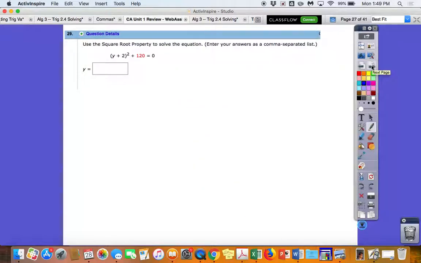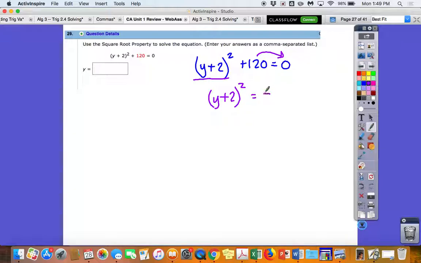Okay, then again it says use the square root property. So I've got y plus 2 quantity squared plus 120 equals 0. Well, to do the square root property, you have to get the squared part alone. So I'm going to keep that on the left, and I'm going to move the 120 to the other side. So it will become negative 120. So there's nothing to divide. I've got just this group that is squared.